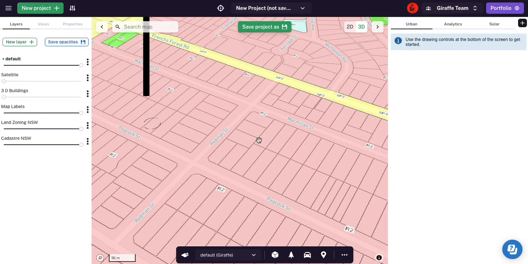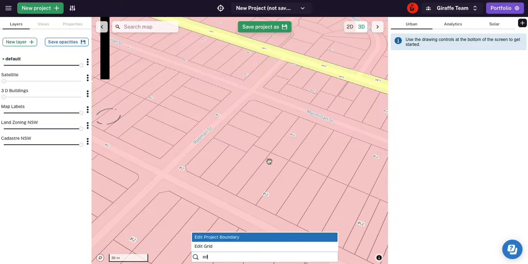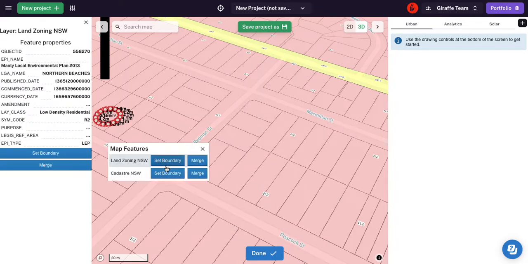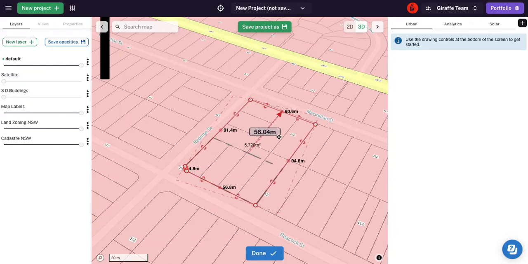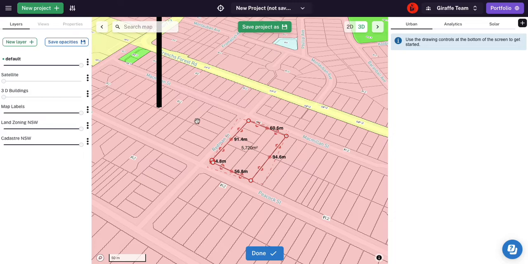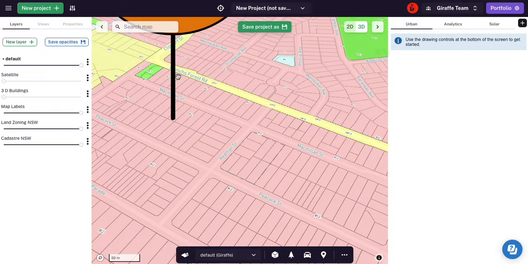All right, so let's acquire some cadastres. So I'm just going to edit this project boundary, and I'm going to set it to this parcel, and then I'm going to stretch it. Let's make it big. Let's make it big, why not? Okay, 5,700, adjacent to the hospital, and we're going to do this feasibility nice and quick.